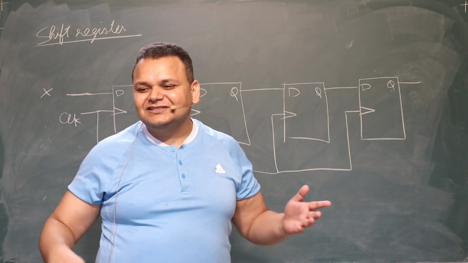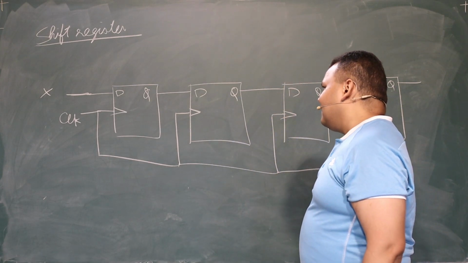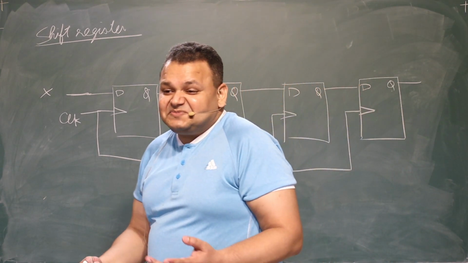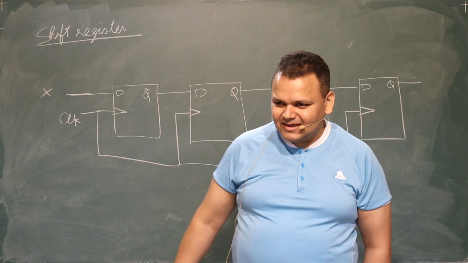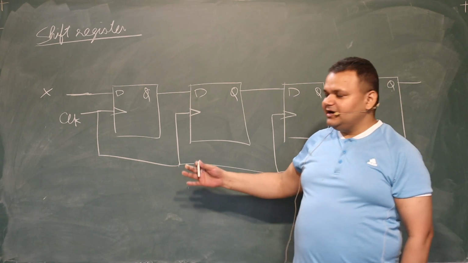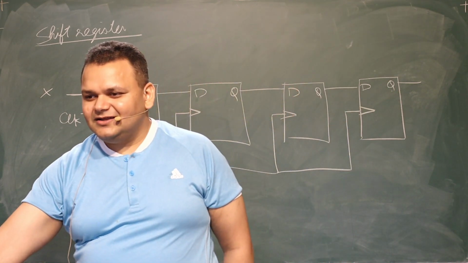Now if you wanted to add some functionality to it, one functionality might be that you want to write a specific data onto this shift register. How will you do that? If you wanted to write a specific 4-bit data onto this shift register, how would you do that?